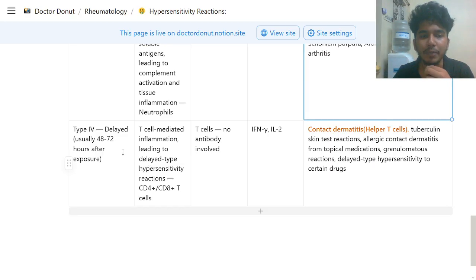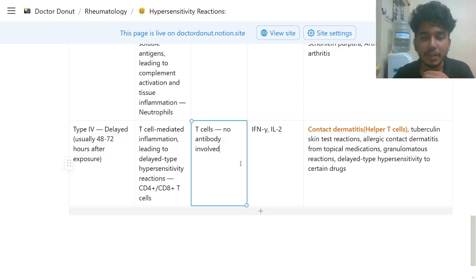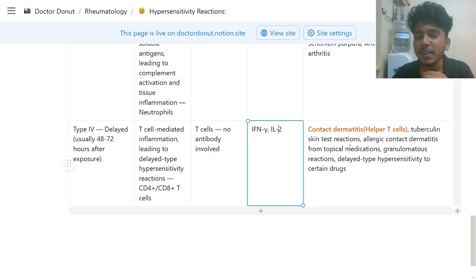So we go to the fourth type, acid D, delayed. It happens in 48 to 72 hours. This type is mediated by the T cell, leading to delayed hypersensitivity. The T cells involved here are CD4 plus and CD8 T cells. And fun fact, as if it's fun, there are no antibodies involved in type 4. Here you have interferon gamma, IFN gamma, and interleukin 2.